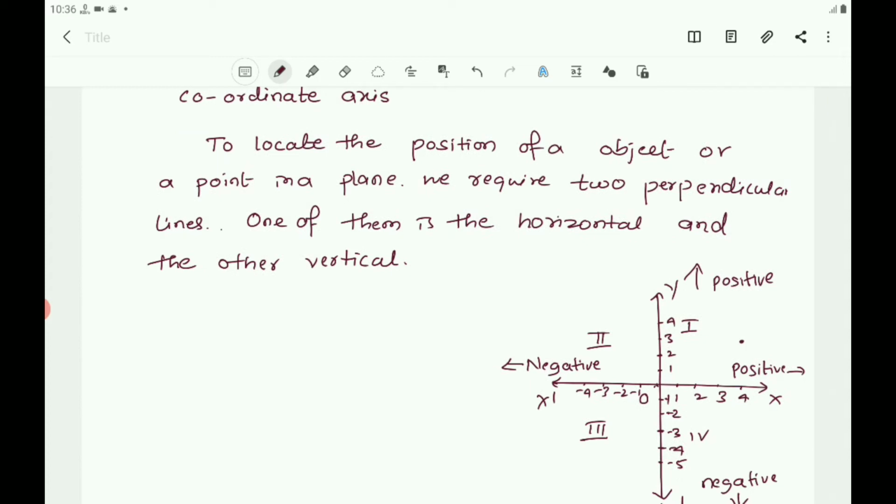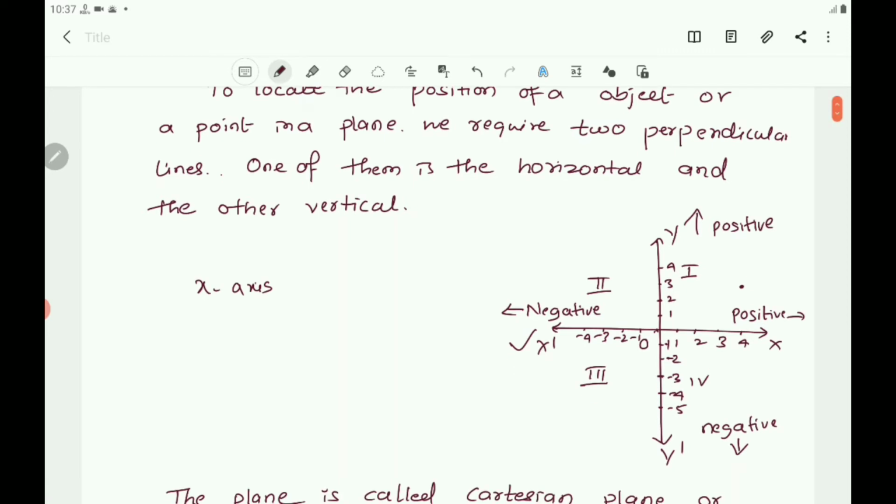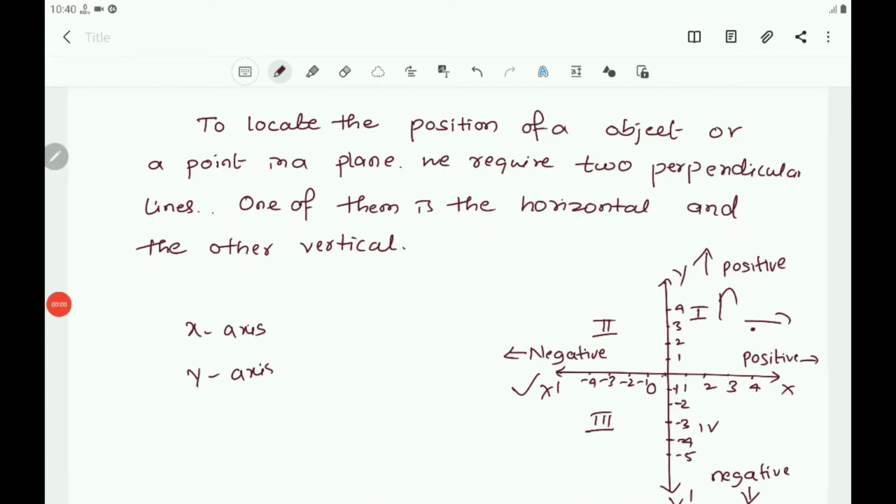The horizontal line X'X is called the x-axis and the vertical line Y'Y is called the y-axis. The point where X'X and Y'Y cross each other is called the origin and is denoted by O.